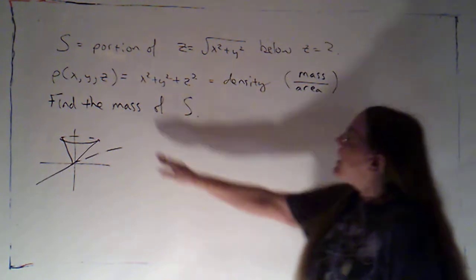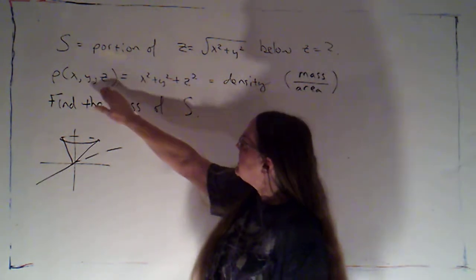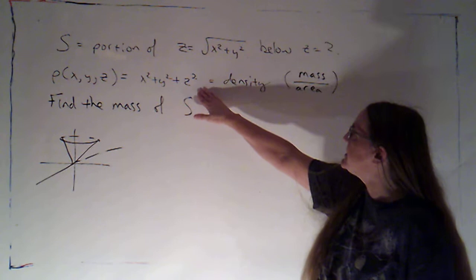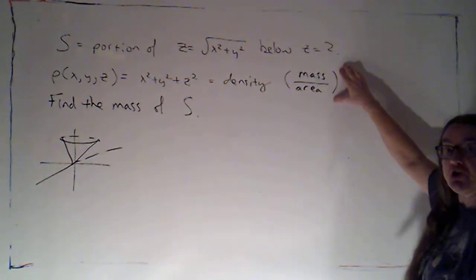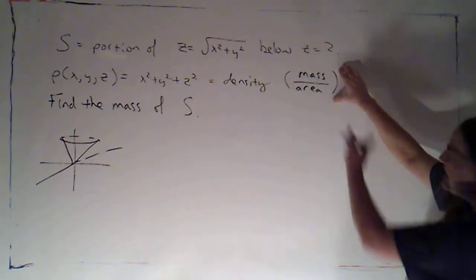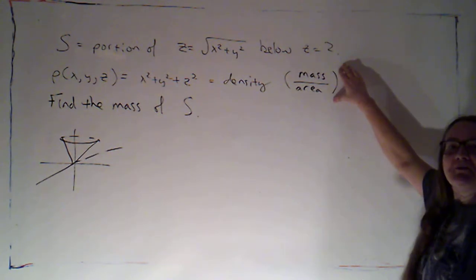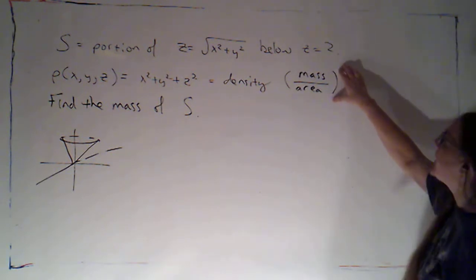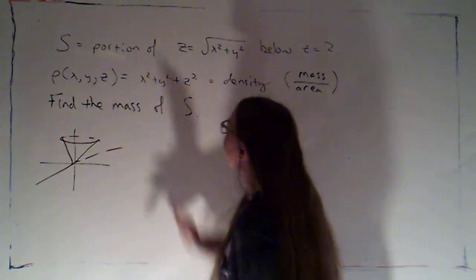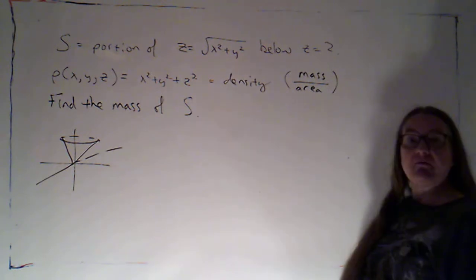Okay. Now, I'm going to say that rho of x, y, z is x squared plus y squared plus z squared. That's going to be the density function. So that's giving me mass per unit area. Okay. And I didn't bother to name the units, but maybe it's grams per square inch or something. And what I want to do is find the mass of S.